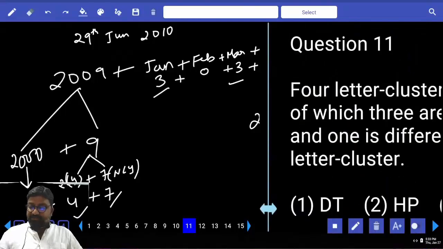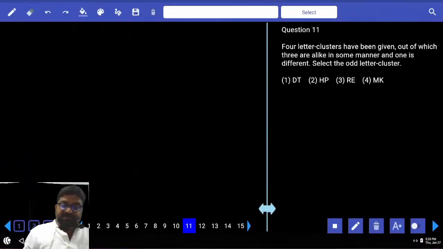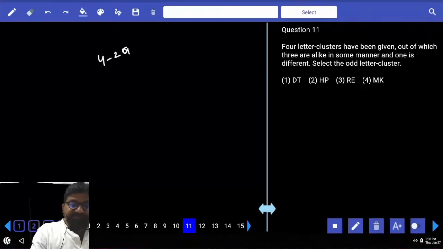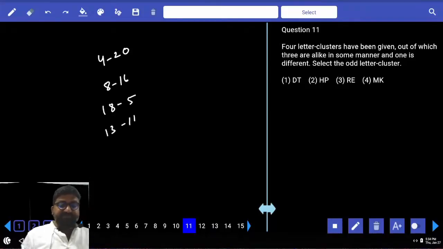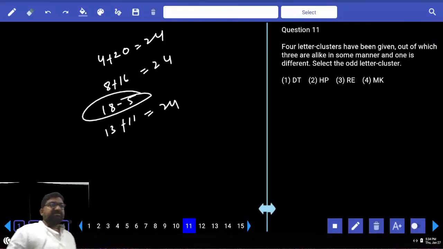Next is question number 11. Chalo, letter clusters, write on the place values. 4, 20. Next, 8, 16, 18, 5, 13, 11. What did you understand? Sum of these 4 plus 20, 8 plus 16, 13 plus 11, 24. But 18 plus 5 is not 24. Which option is my answer? Third option. Sum of the place values of all the letters is same.